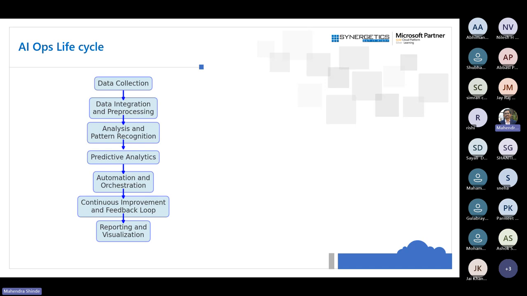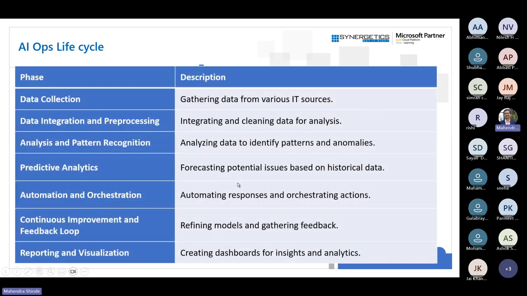and then use automation and orchestration to automate the common workflows, like it might be to scale up, scale down, or it might be remediation action, and then continuous improvement and feedback. Learn from the previous incident and make sure the same incident never occurs for the second, third time. And finally, prepare a report, visualization. So I will explain all these points in detail.